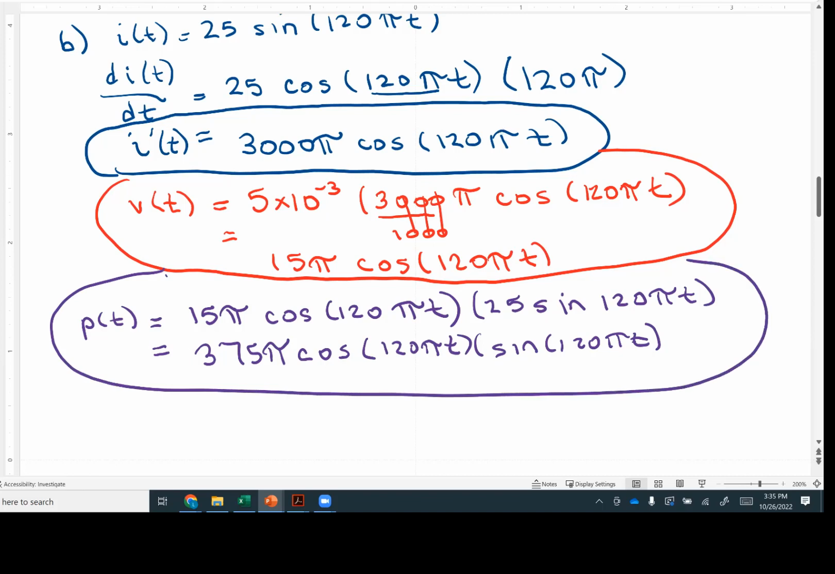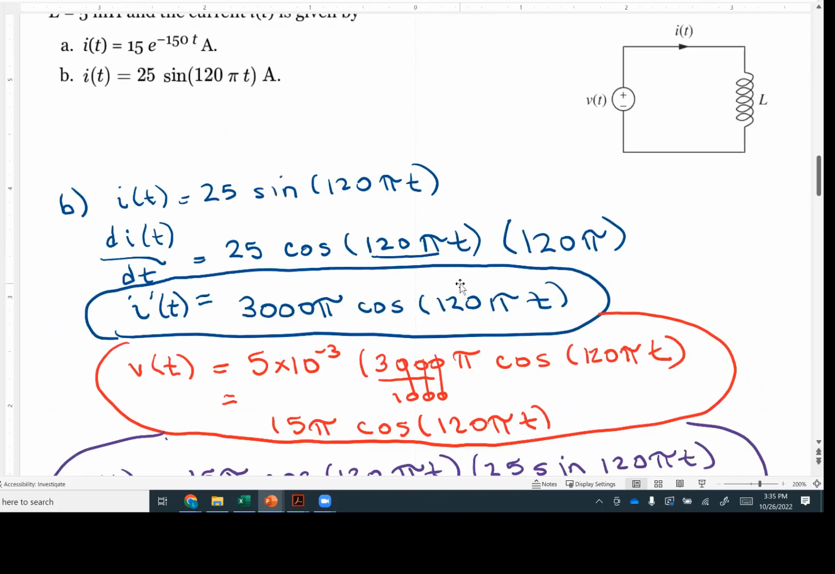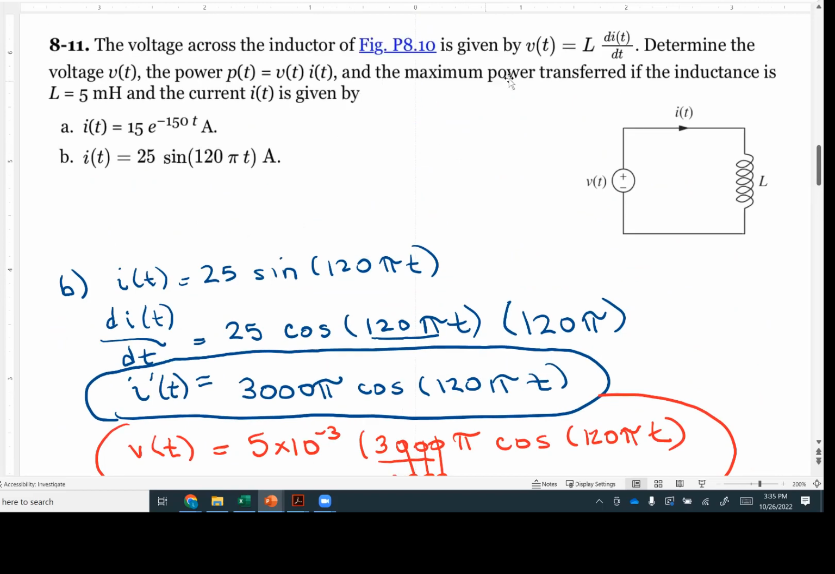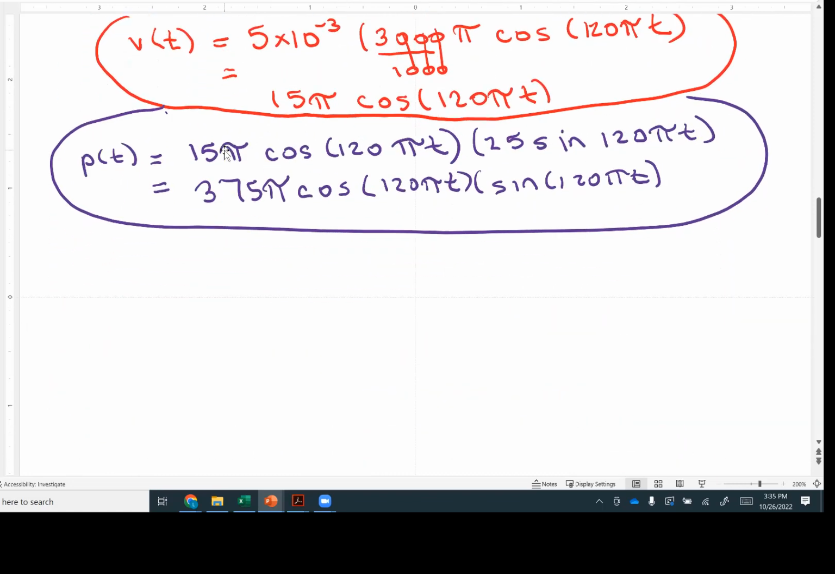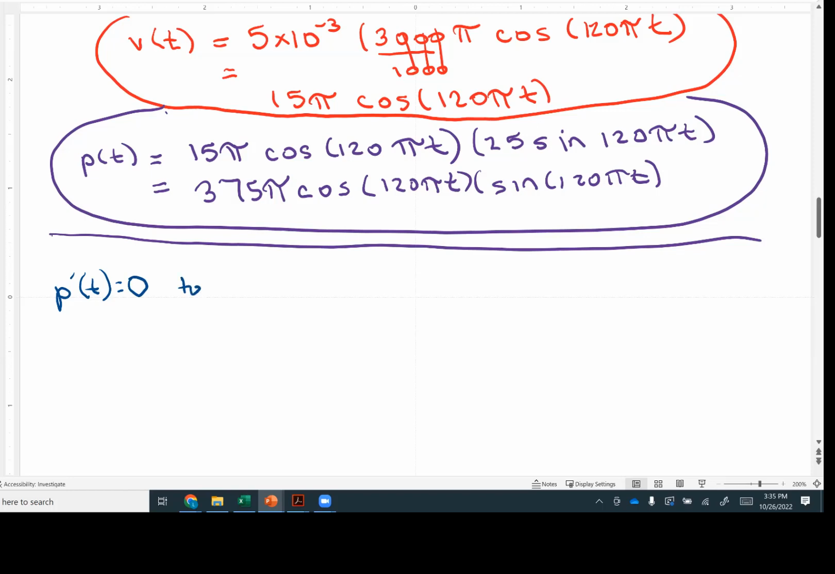However, if I want to find the maximum, which is the maximum power transferred, I now have to take the derivative of that. And this is where things get a little shaky, but I'm going to try to go a little slowly here. I have to take the derivative of P of t. Remember, to find the max, I'm going to have to set it equal to 0. That's to find the maximum. I'm going to start off by saying, let's just pull out the 375 pi because we don't need that.